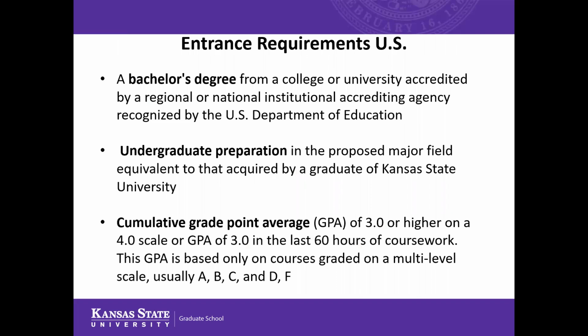Entrance requirements for U.S. students include a bachelor's degree from a college or university accredited by a regional or national institution and recognized by the U.S. Department of Education. Undergraduate preparation in the proposed major field equivalent to that acquired by a graduate of Kansas State University, and a cumulative GPA of 3.0 or higher on a 4-point scale, or GPA of 3.0 in the last 60 hours of coursework. This GPA is based only on courses graded on a multi-level scale, usually the letters of A, B, C, D, and F.